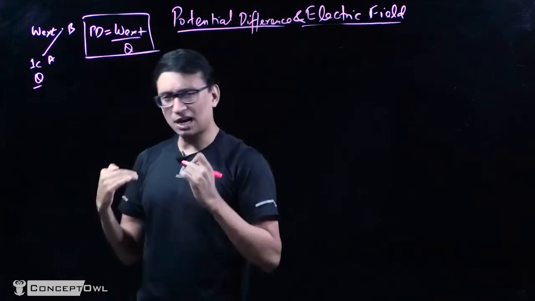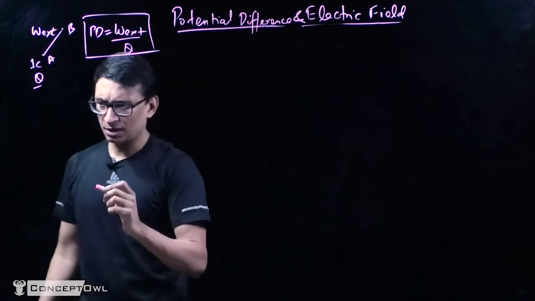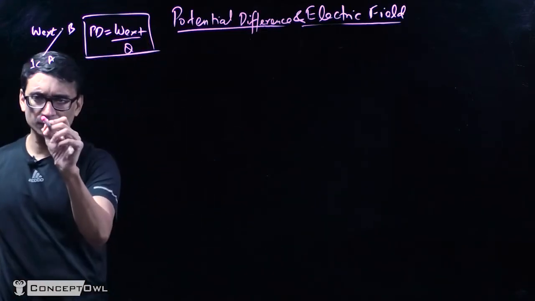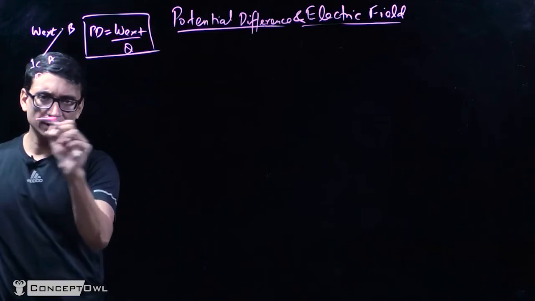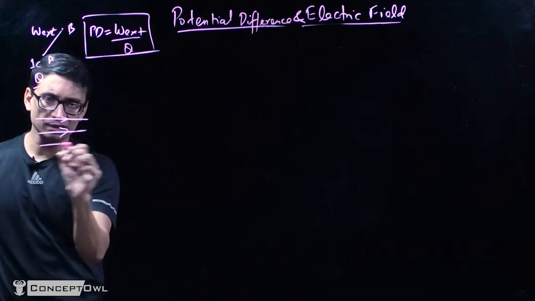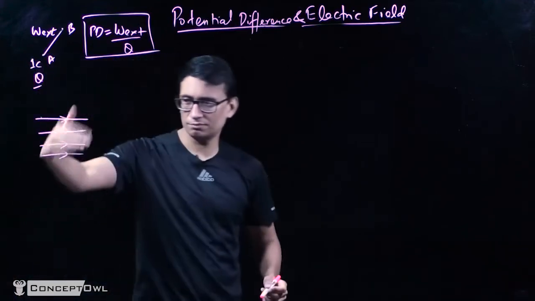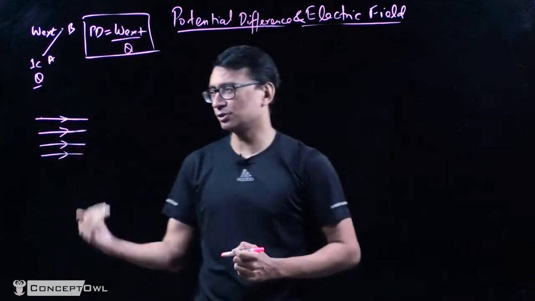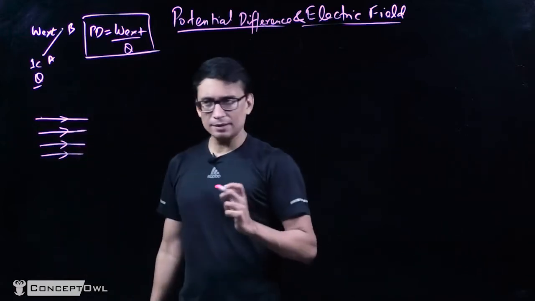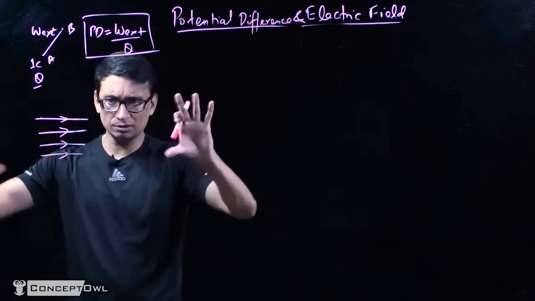Let's start with a simple case. I'll take the case of a uniform electric field. Let us say there is an electric field and it's uniform, and I'm drawing the electric field lines pointing in the same direction and equidistant. So the field is uniform. The field is there everywhere, I'm just drawing it here, throughout.